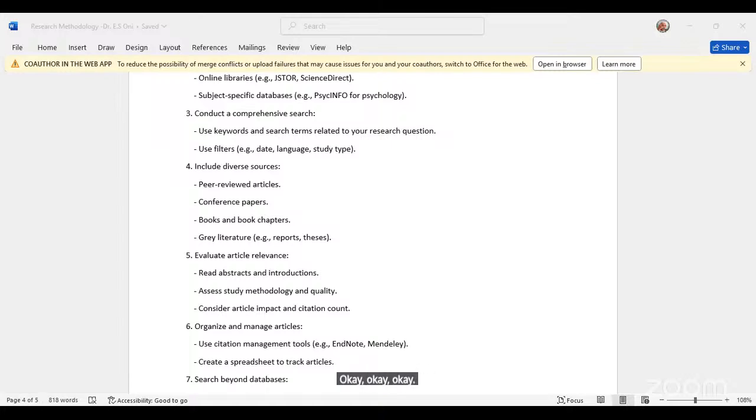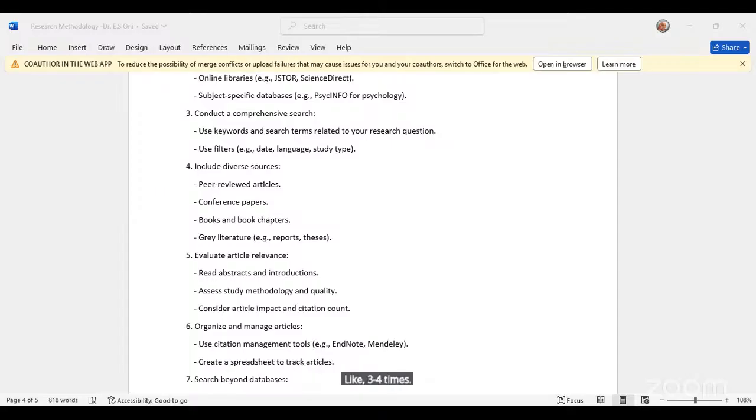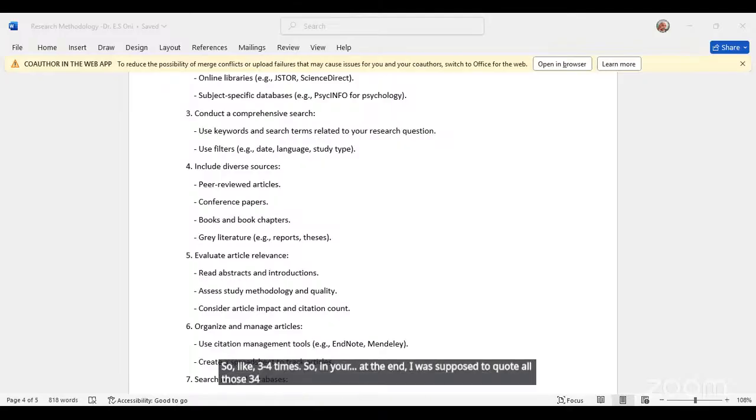Thank you. Yeah, sir. In the last thing you explained the other time, if in your in-text citation you actually refer to one author like 3-4 times, so at the end, are we supposed to quote all those 3-4 times? That same author, are we to cite them 3-4 times again?